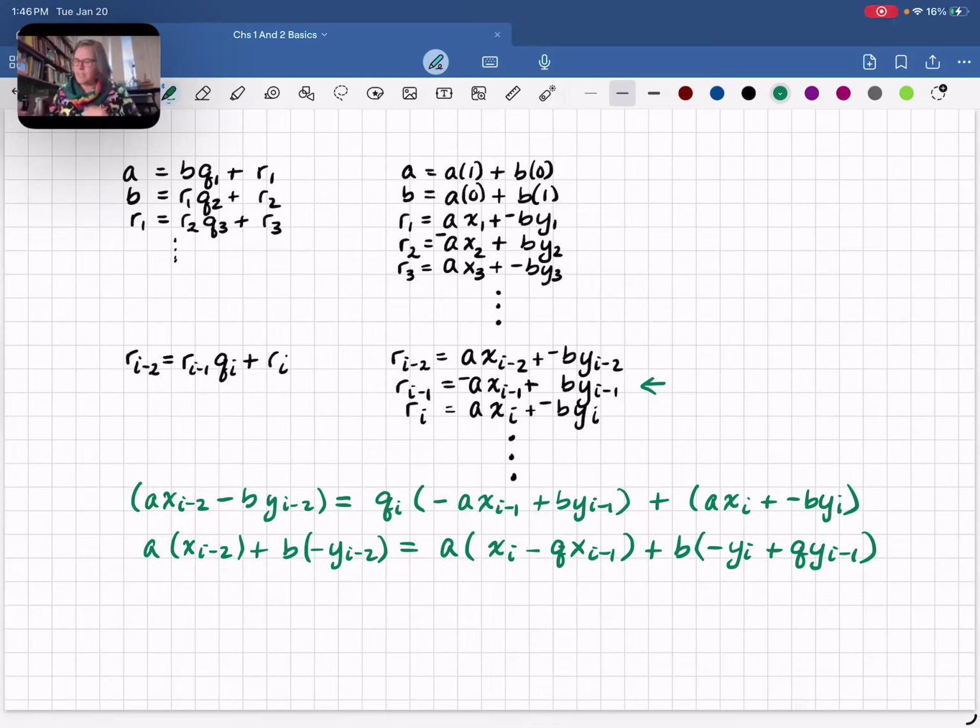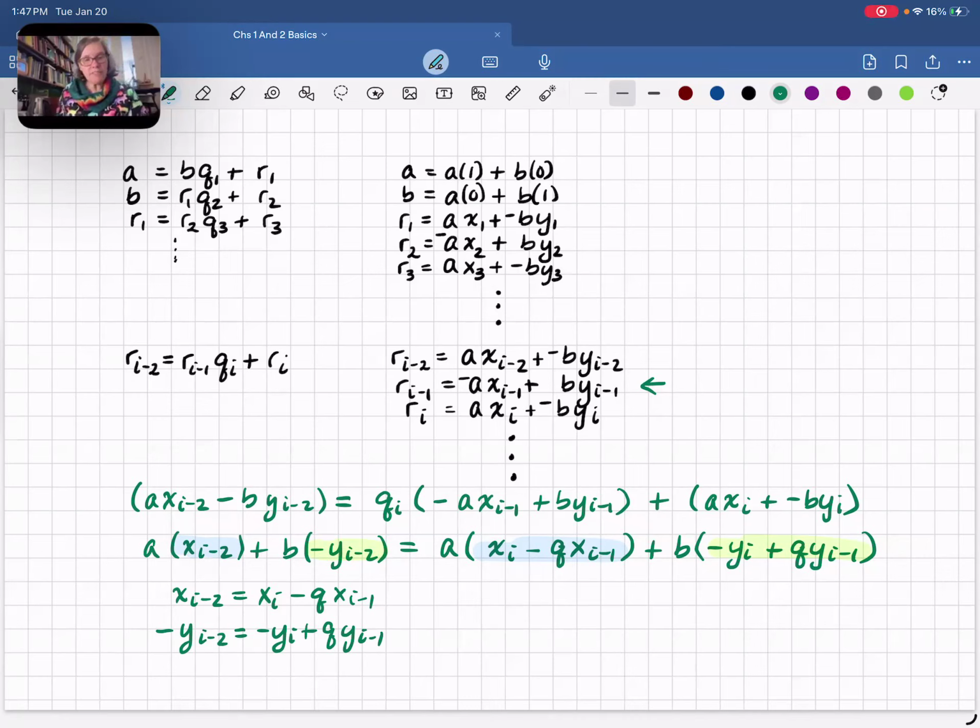Okay, so I claim then that the thing that's being multiplied by the a, those should be equal, at least if they are equal, this would make this whole thing work. And then the thing being multiplied by the b should also be equal. And so what I get is that xi minus 2 is xi minus qxi minus 1. And negative yi minus 2 is negative yi plus qyi minus 1.